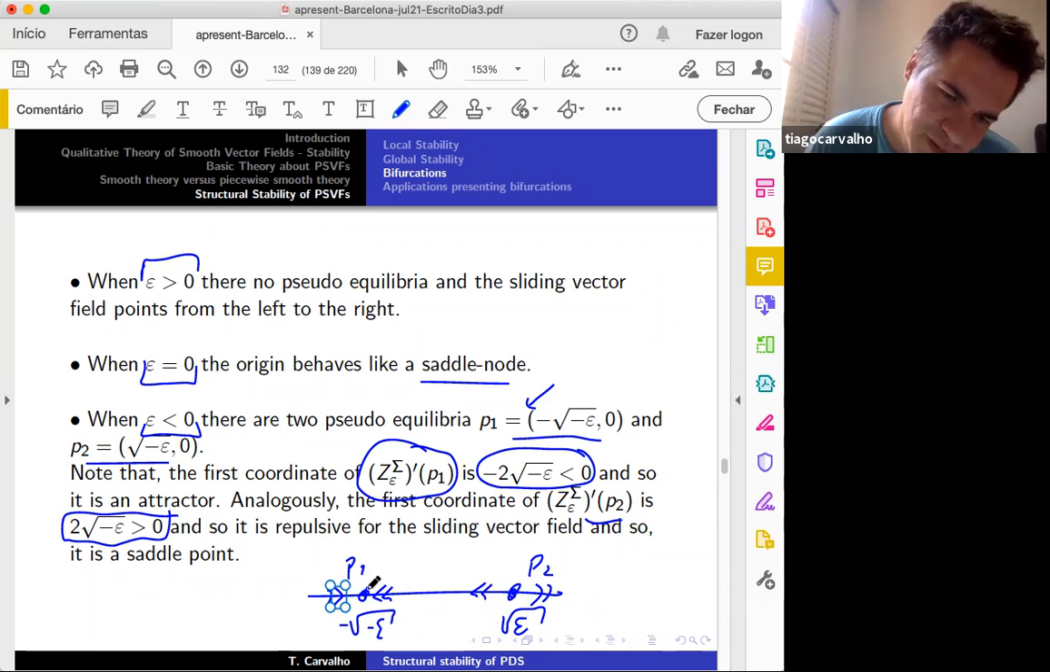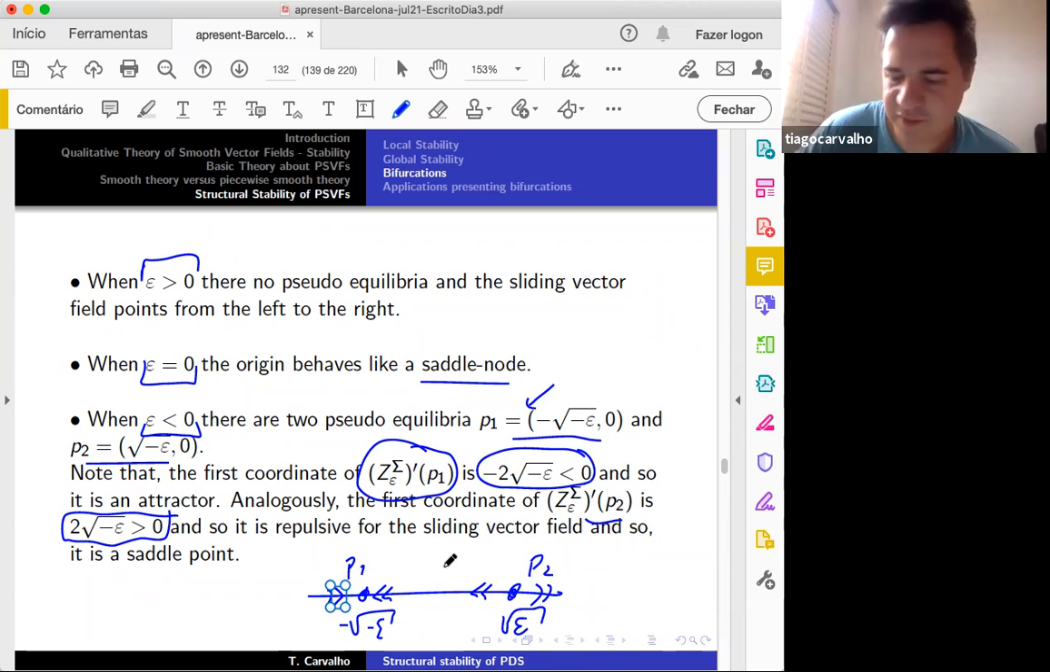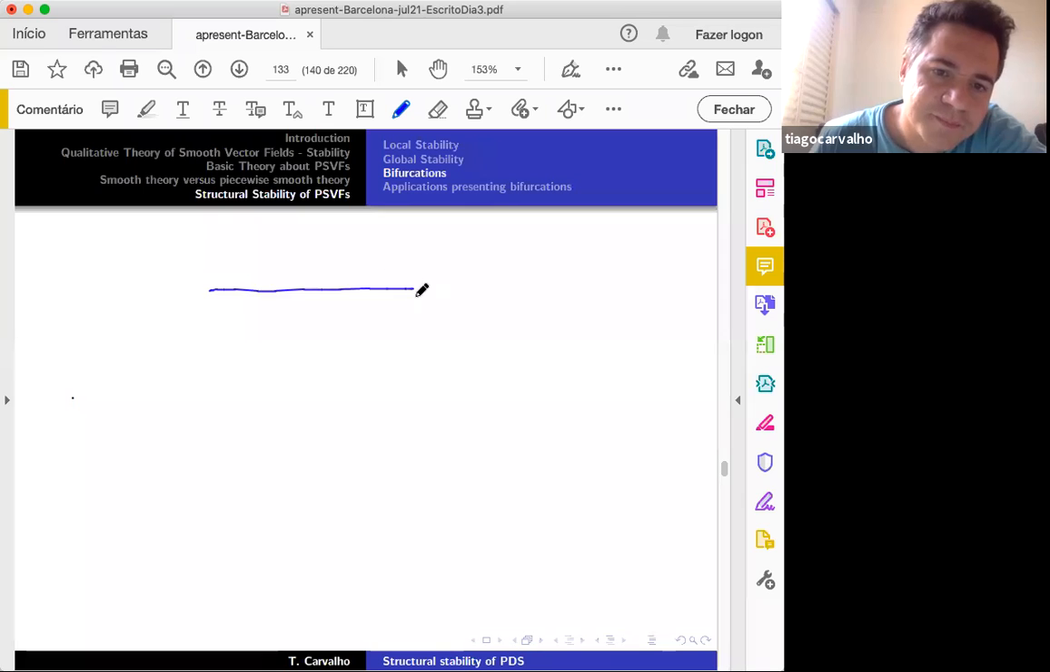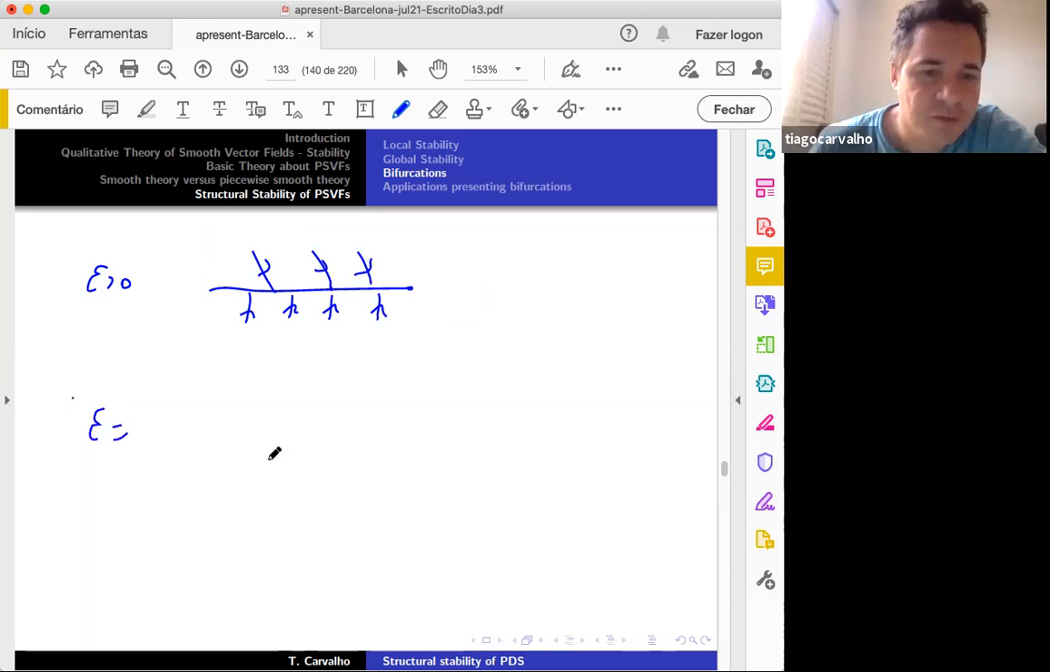So when we see the bifurcation diagram, what we observe is that for epsilon positive, there is no pseudo-equilibrium. For epsilon equal to 0, we have a saddle node, okay?